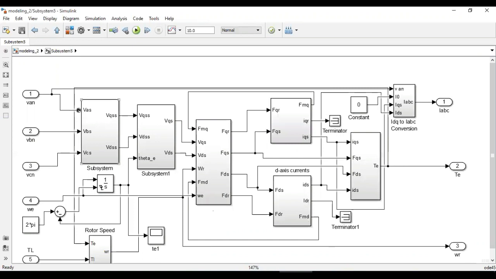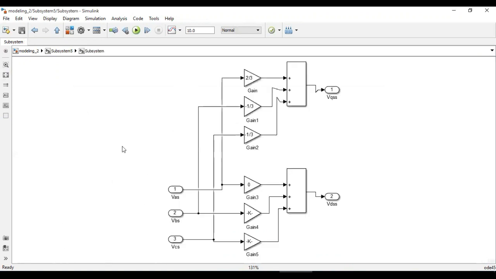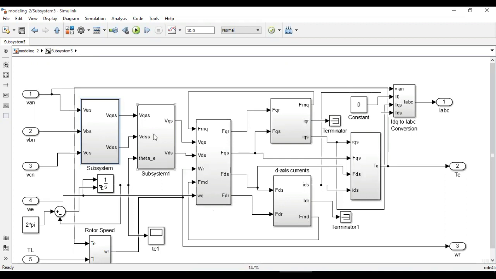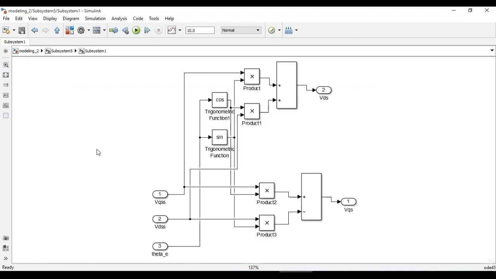So again, we are transforming the phase quantities, the modal quantities in the stationary frame. Here I have used this topology as opposed to the other one in which a matrix was used. So here we can use this technique to calculate VQSS and VDSS first. And here you can also see the values minus 1 over square root 3. This is 1 over square root 3, and all other values can also be seen. And these quantities are then transformed to VQS and VDS. So these are the voltage quantities in the rotating reference frame, and these are the trigonometric functions. These functions or these blocks are also available in the Simulink library.